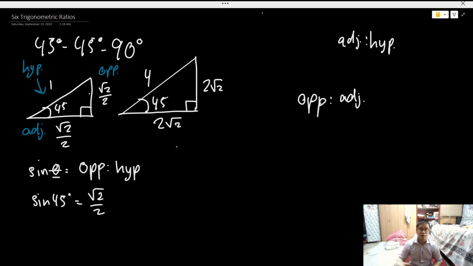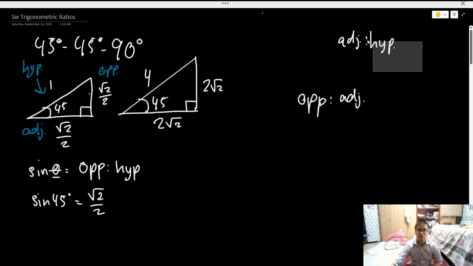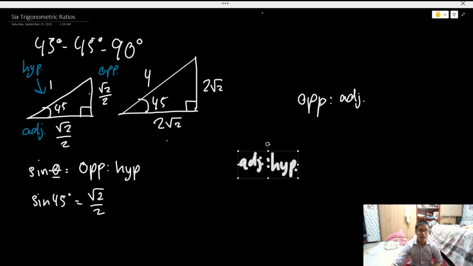It doesn't change. Now, how about for the ratio of adjacent to hypotenuse, which is this one? So this one, if we have sine, then we have cosine, right? Cosine theta.